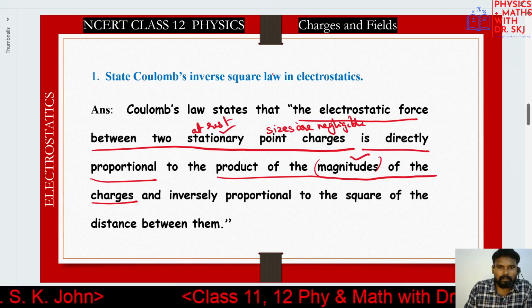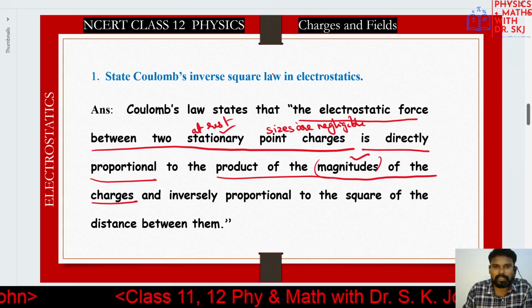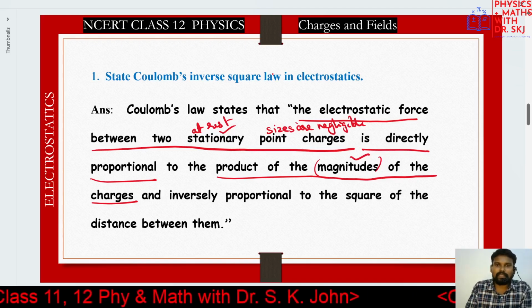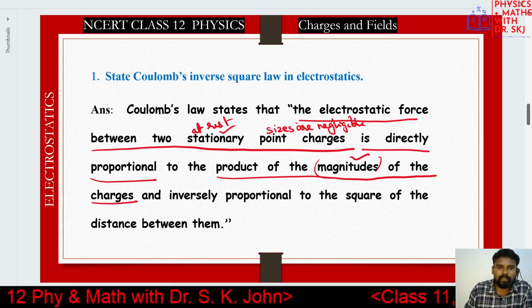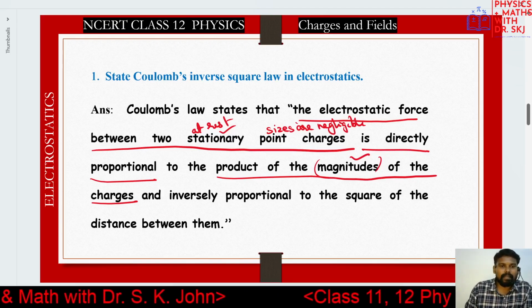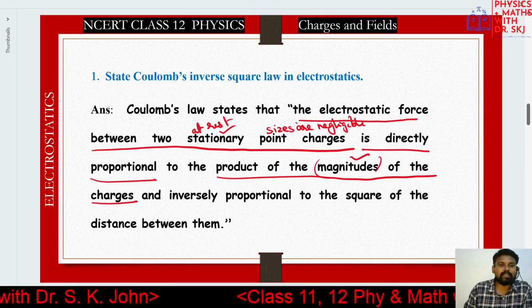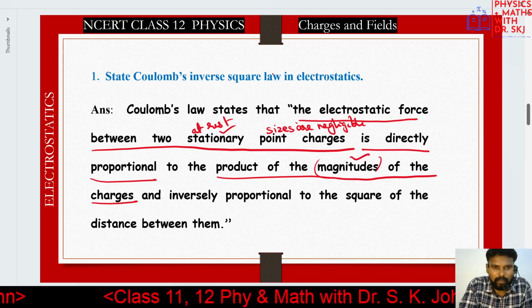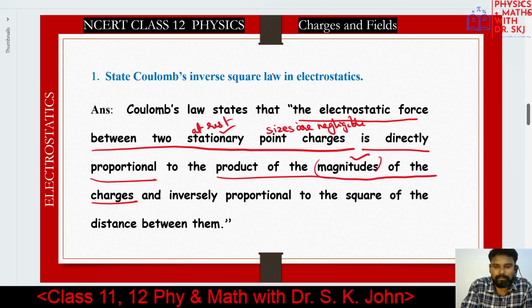The electrostatic force between two stationary point charges is directly proportional to the product of the magnitudes of the charges, and it is inversely proportional to the square of the distance between them. This is Coulomb's law. So you have to learn this statement by heart.